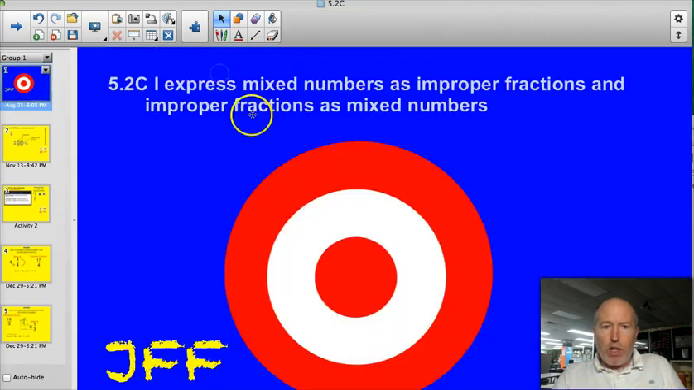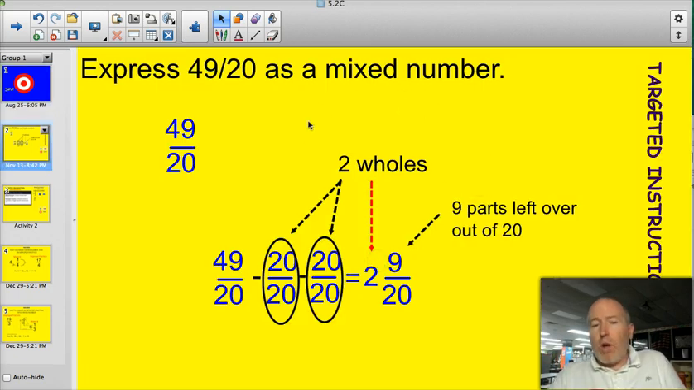Tonight, officially then, our target is 5.2c. I can express mixed numbers as improper fractions and improper fractions as mixed numbers. On three, 1, 2, 3. Let's do this thing. All right, this is the way I typically think about mixed numbers.